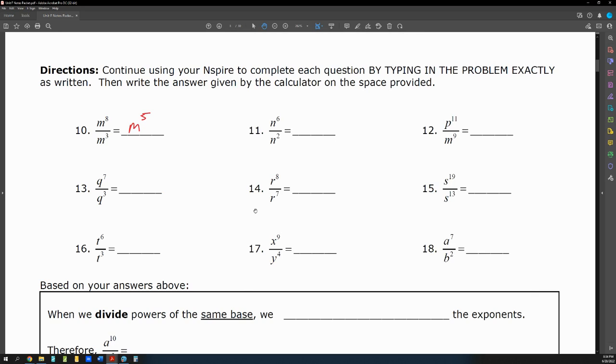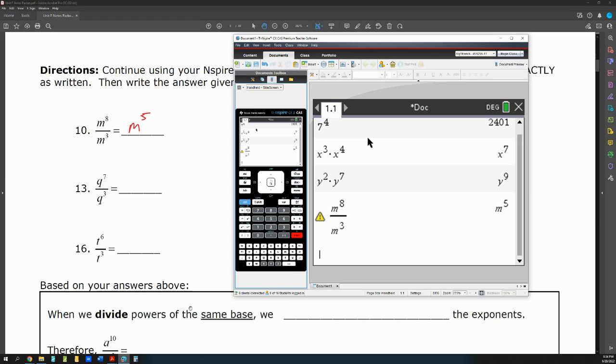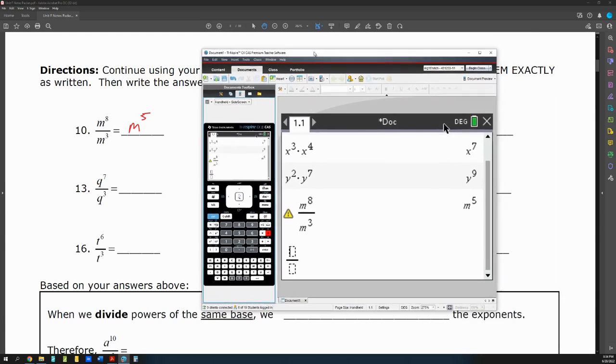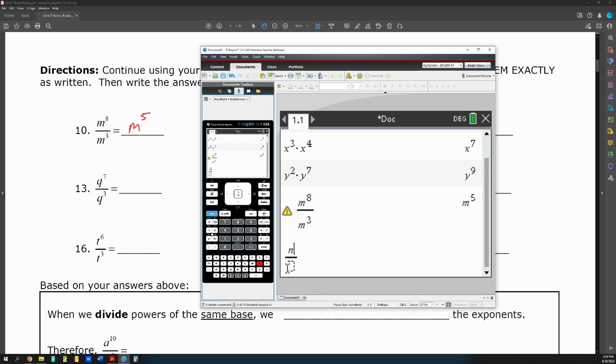Let's do one more. We have n to the sixth divided by n squared. So again, I'm going to hit Control Divide to get that fraction bar. And our variable n, so n to the sixth, over, using the down arrow. And I'm going to do n squared, but now I'm going to hit that squared key. Just a little bit quicker. And I'll hit enter, and we have n to the fourth.